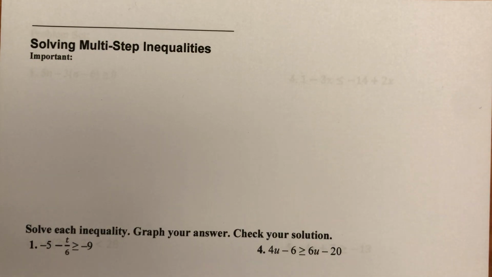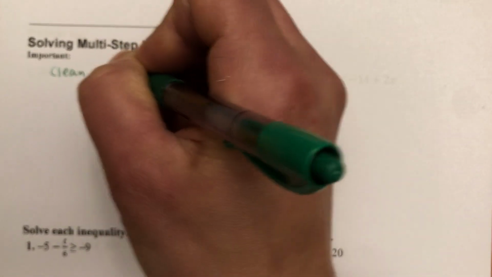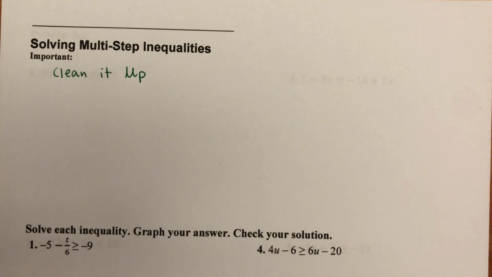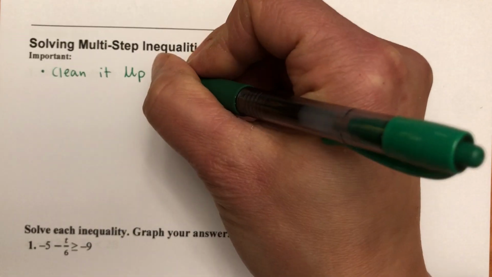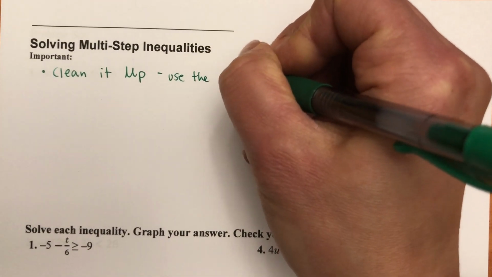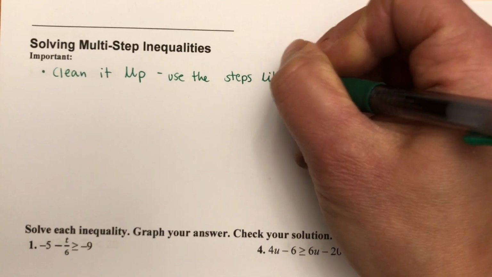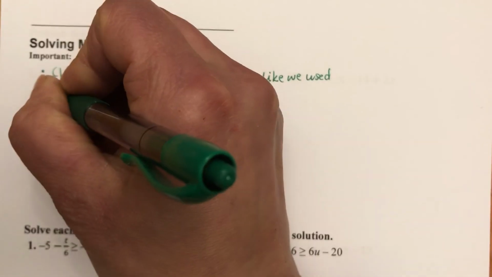Alright, the very first thing you will do when you see your example is clean it up. What do I mean by this? Follow all the same steps we use for regular equations. Now, I will write this down for you. Use the steps like we did, or we used, for the equations.